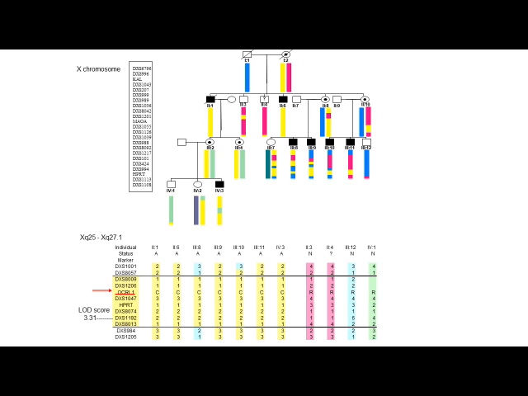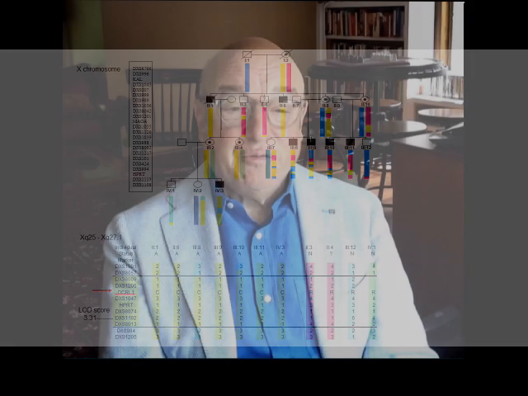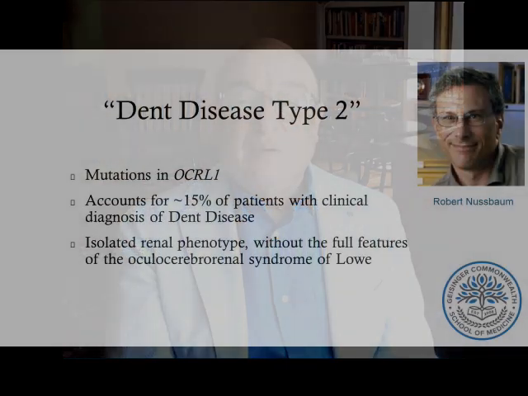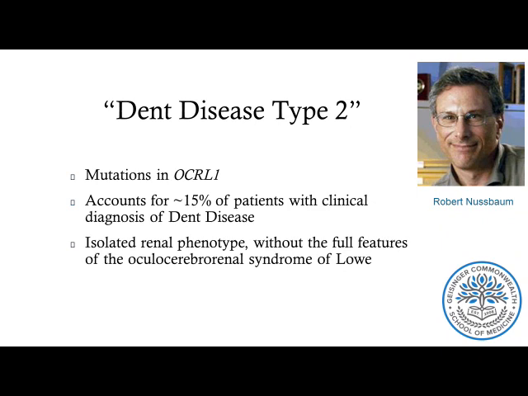And so we focused on the NHE3 sodium proton exchanger, which is also in this region. That sequence was normal. And so then we did sequence OCRL1 and in fact demonstrated mutation in this family as well as several other families, and so reported, next slide, what we now know of as Dent disease type 2.